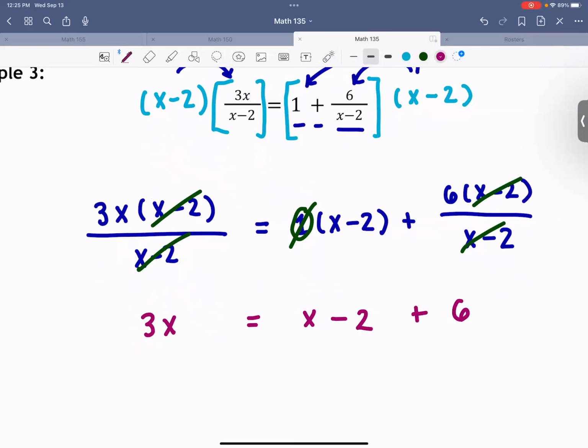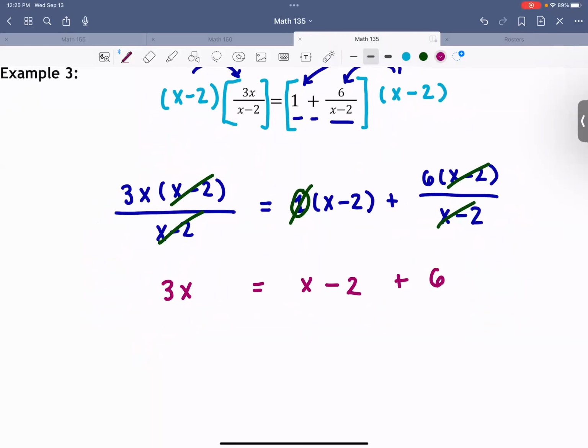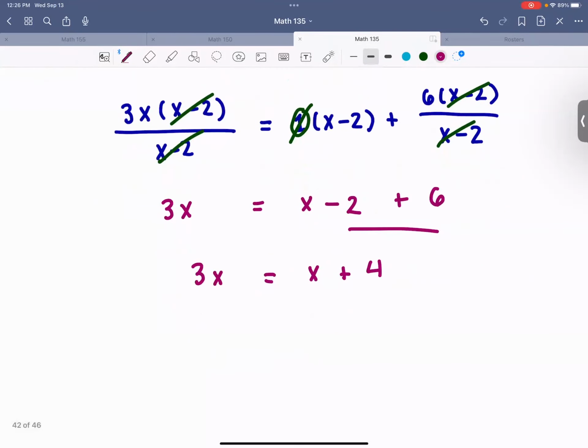Okay. So, what can we do next? Negative 2 plus 6, so 3x equals x plus 4. And then what can I do to even make this simpler?